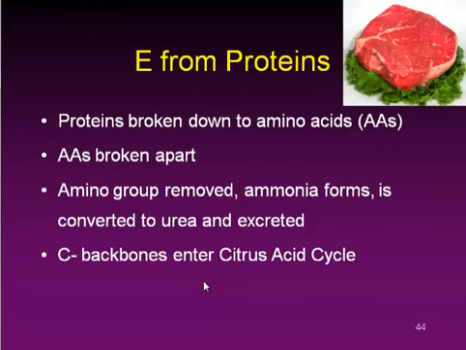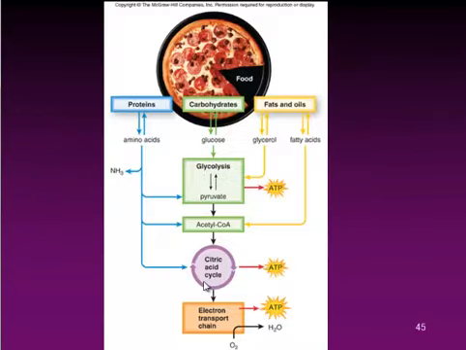But those carbon backbones that you get out of the amino acids, they don't enter from the beginning. They don't enter from glycolysis, but they will enter at a step in the citric acid cycle. So you're still going to get some ATP formation there.